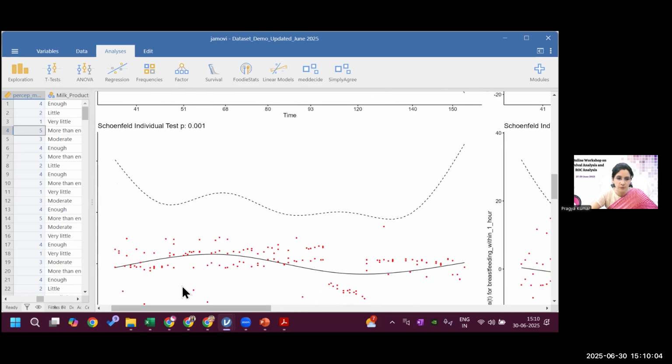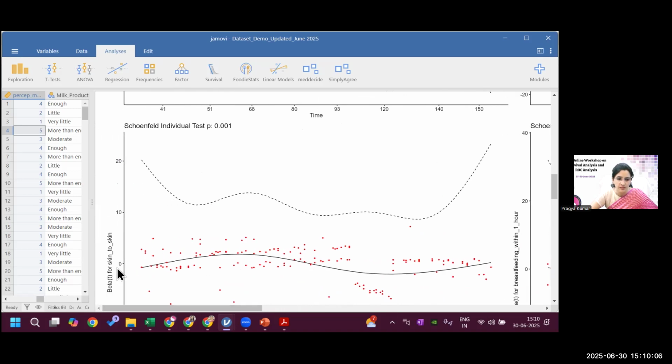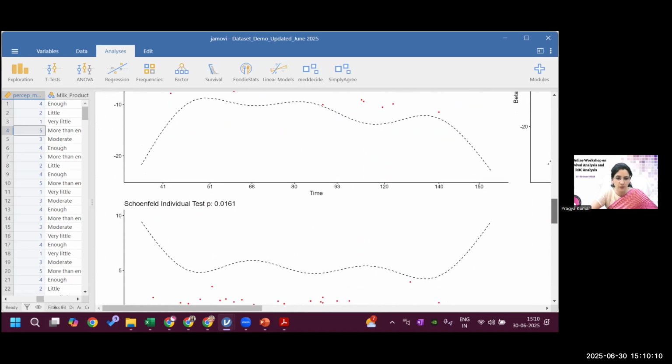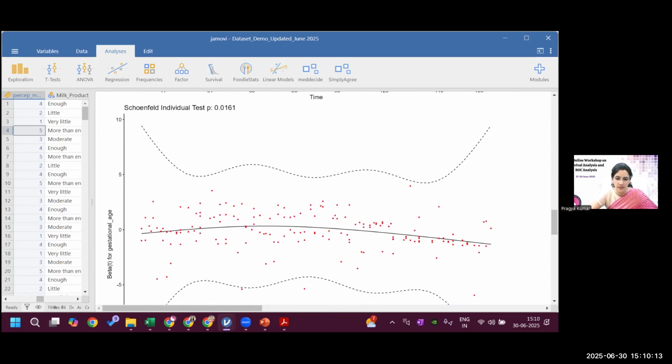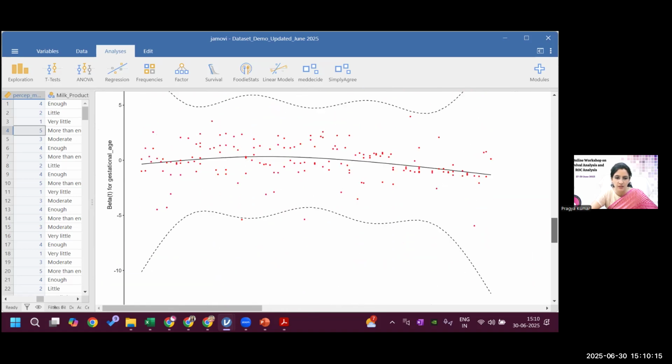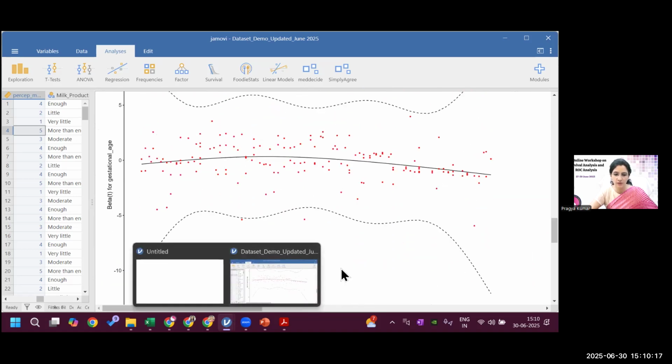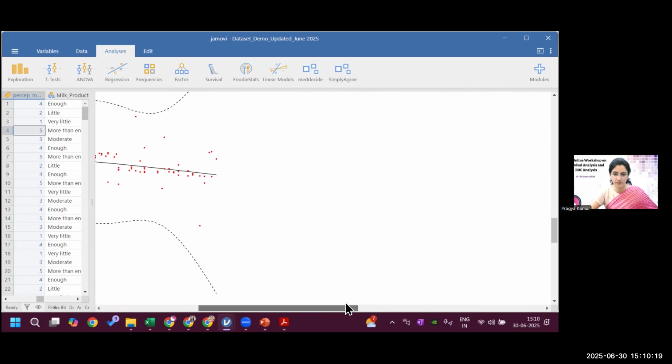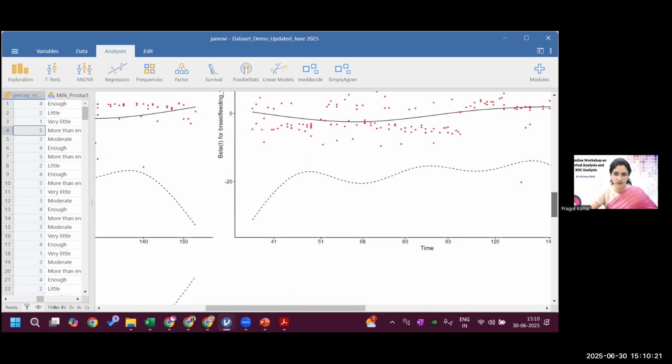This value is 0.001 and the variable is skin to skin. I am not taking skin to skin. Go down, 0.01 is gestational age. I cannot take this. And then you scroll towards the right to see if any other variable got missed.